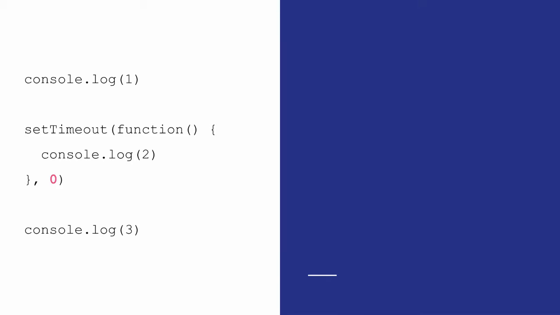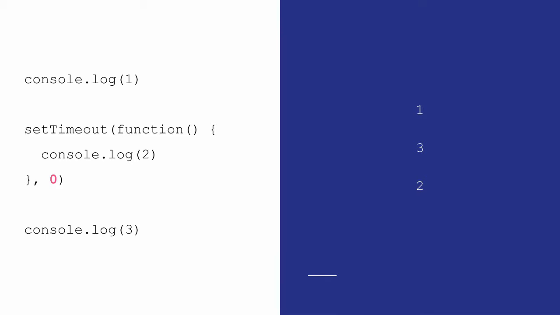1, 3, 2. Yeah, I guess those are the main options. So in this case, it's still 1, 3, 2. It's a little weird because you would think it's not going to take any time to run the setTimeout, so it's going to log console.log 2. But actually, because setTimeout is asynchronous, our code goes top to bottom.